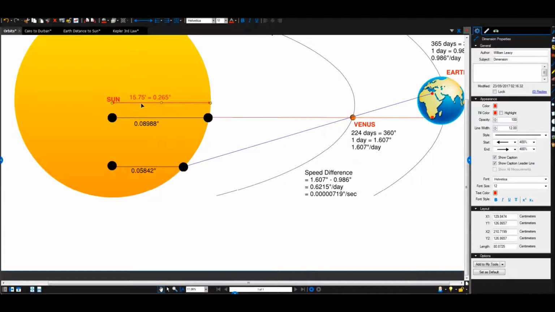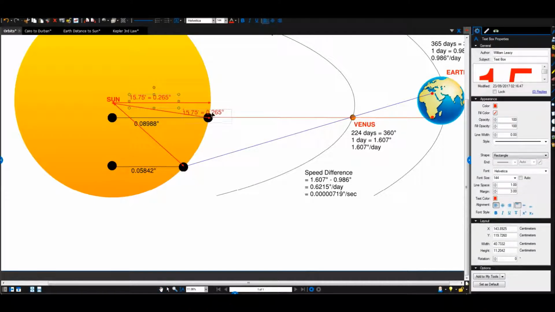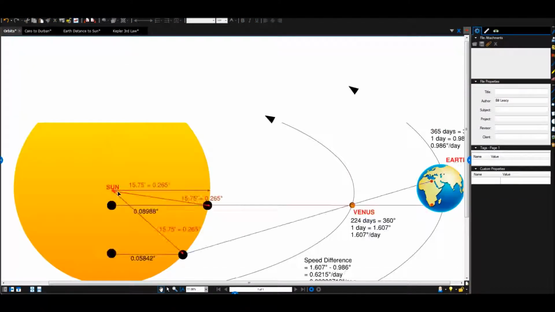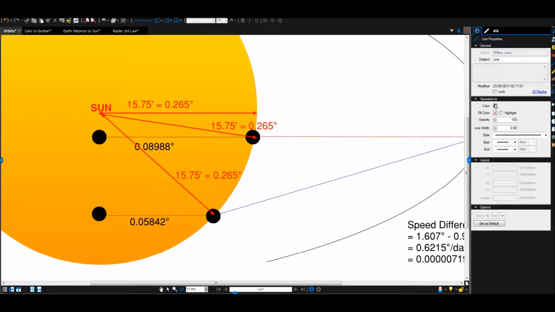So what do we also know? Well, we also know that this distance is a radius. So it's the same here as it is here. So that distance is the same as that distance, the same as that distance. So they're all the same. So what are we seeing here? What are we beginning to see? Well, we're starting to see triangles. So let's make some right angle triangles.